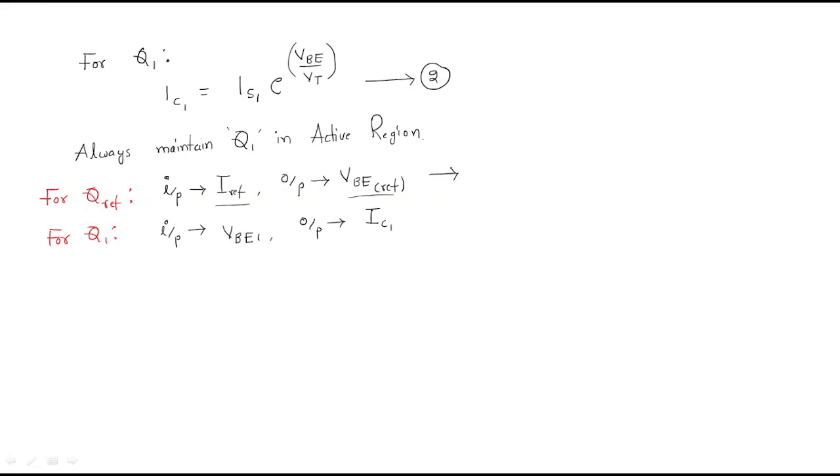So I can write this complete system will be, for the Q reference transistor, it acts as a current to voltage converter. And here it will take the input as voltage, it will give the output as current. I can write this is the voltage to current converter. This is current to voltage converter, and Q1 is voltage to current converter.